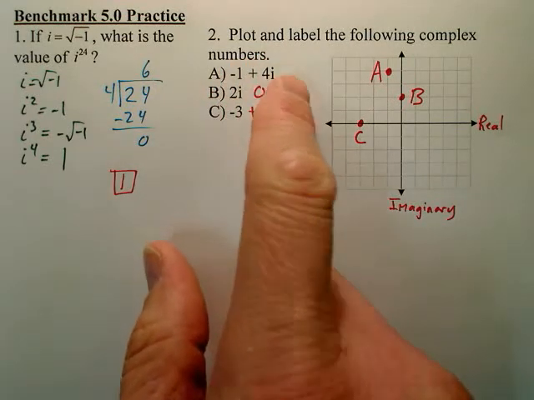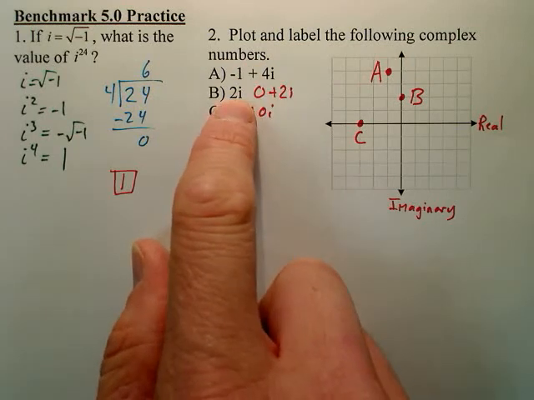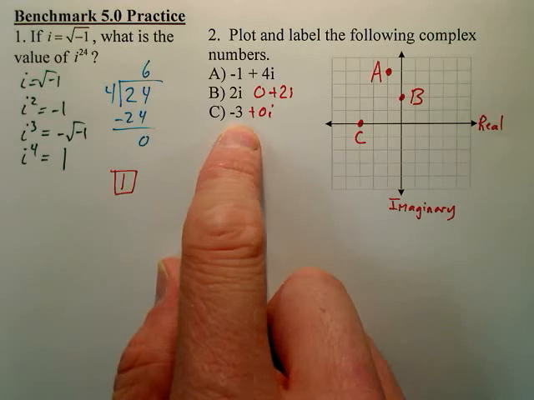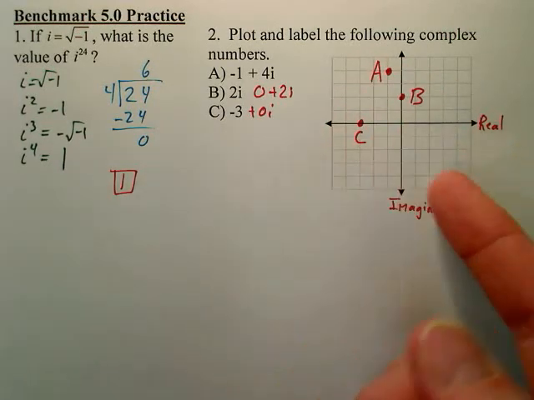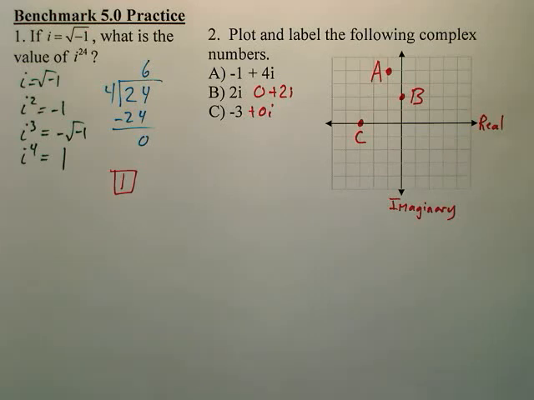So most complex numbers consist of a real and an imaginary part. This is called a pure imaginary because it's only imaginary. This is a real number. Plot them on your number line, which is a two-dimensional shape or number line.